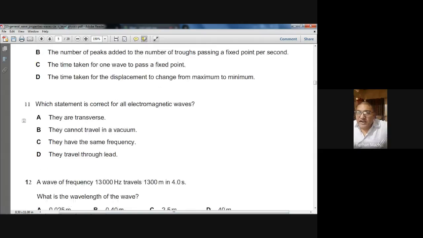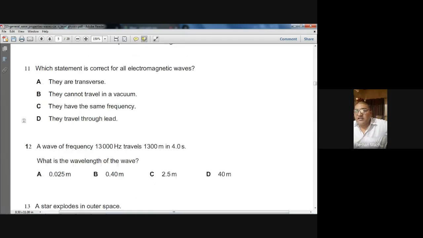Which statement is correct for all electromagnetic waves? All the electromagnetic waves are transverse waves. Remember, don't forget this fact. It's a fact that all electromagnetic waves are transverse waves. So question number 11, A is the choice.